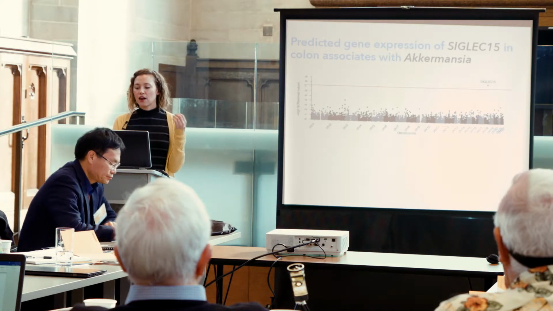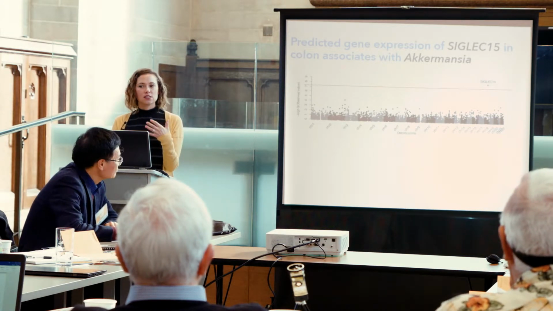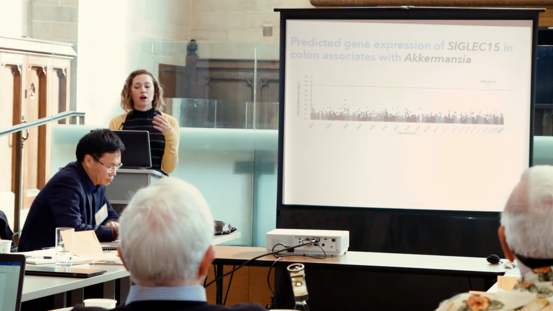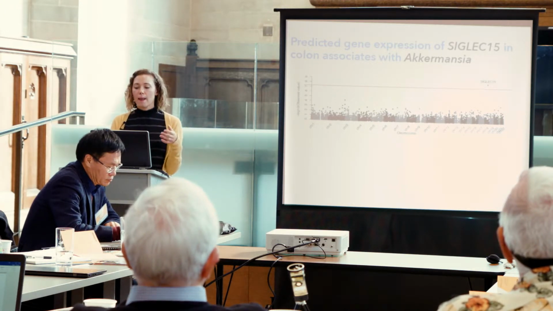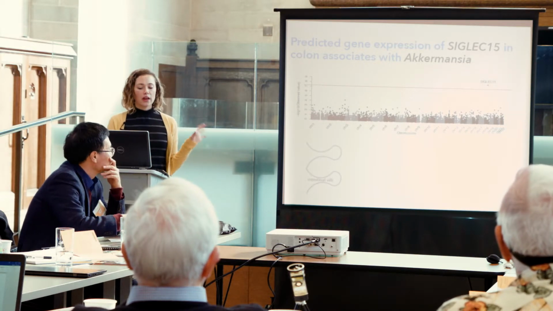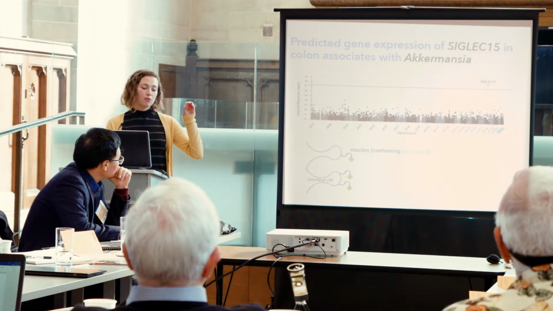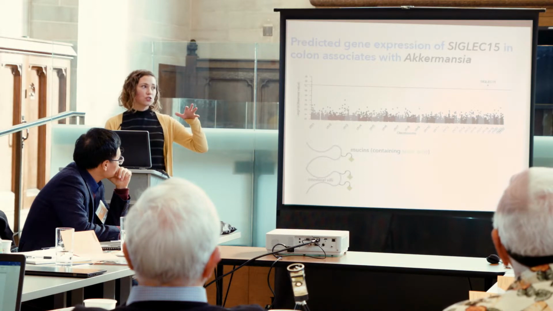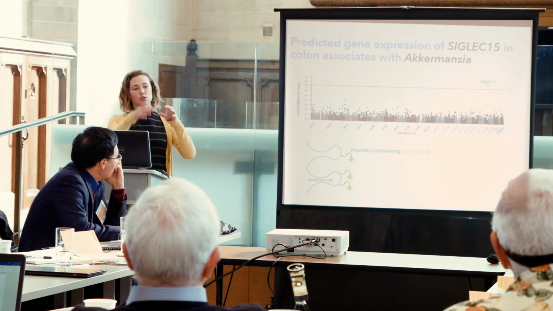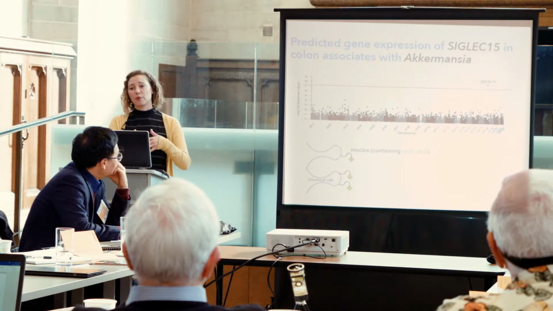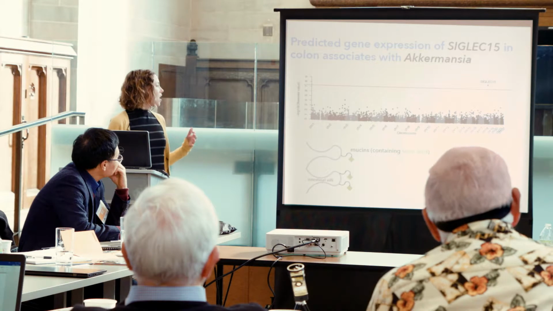So Siglec15, when first looking at it, doesn't seem that interesting. It's an immune-related protein that's responsible for self-recognition. But as we dug into it a little bit more, some interesting things popped up. So in your intestine, you have villi. From these villi, you secrete mucins. This forms a barrier that protects you against invasion by bacteria, and also as food passes through your digestive system, it forms this nice barrier so that you don't get all scratched up.